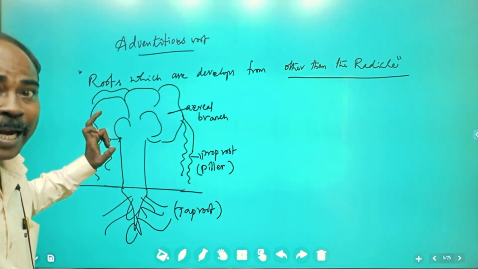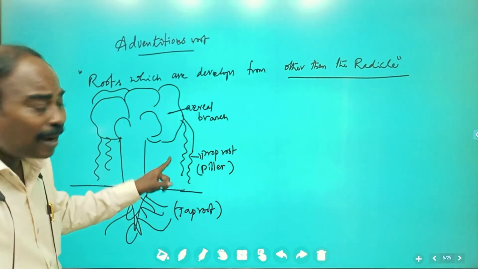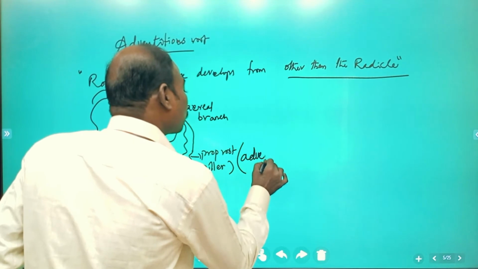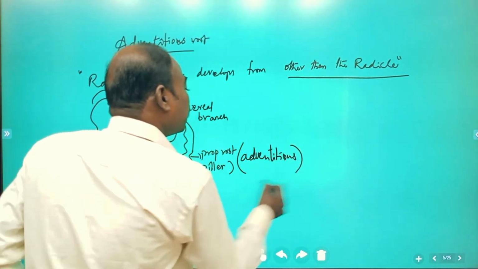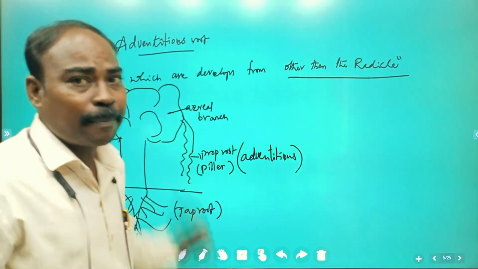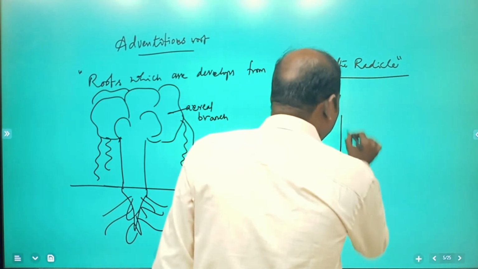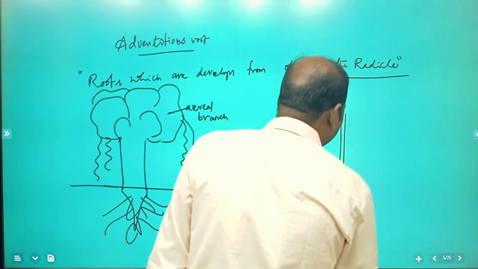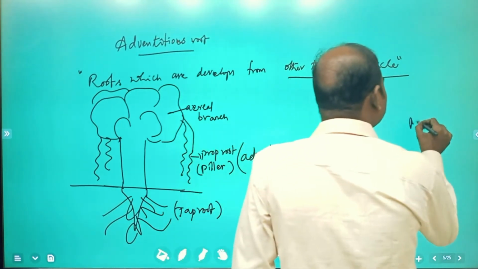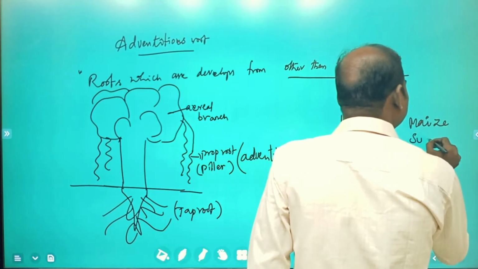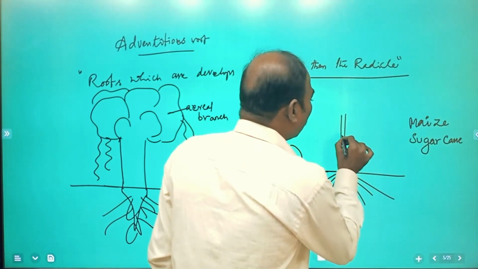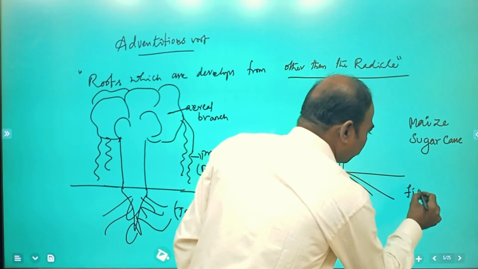This is a dicot plant, having taproot and adventitious roots. So these prop roots are otherwise called what? Adventitious roots. Means these adventitious roots are developed from the aerial branch, not from the radicle, right? Likewise, in some monocot plants like maize and sugarcane, from the lower nodes of the stem, this is fibrous root.